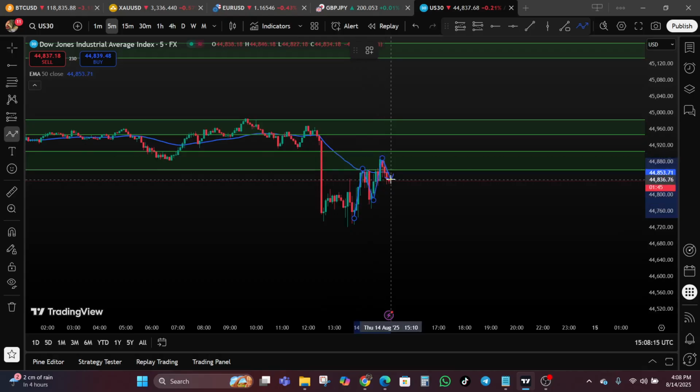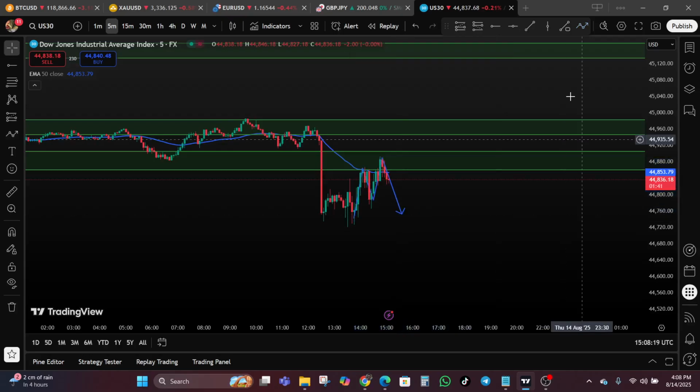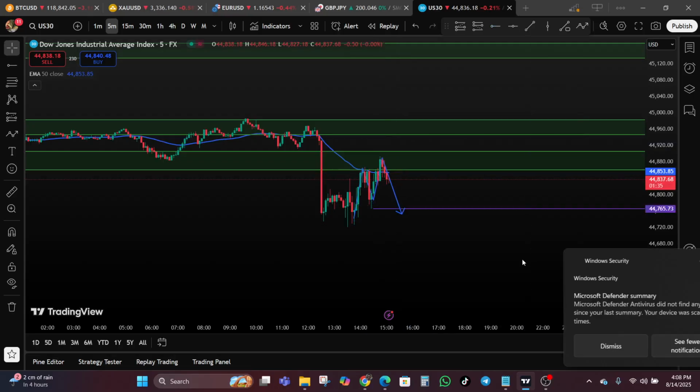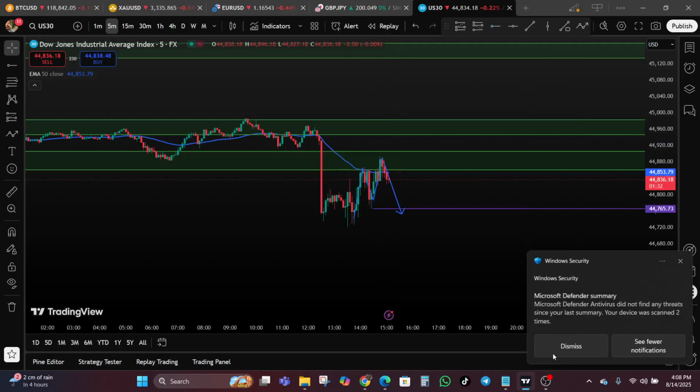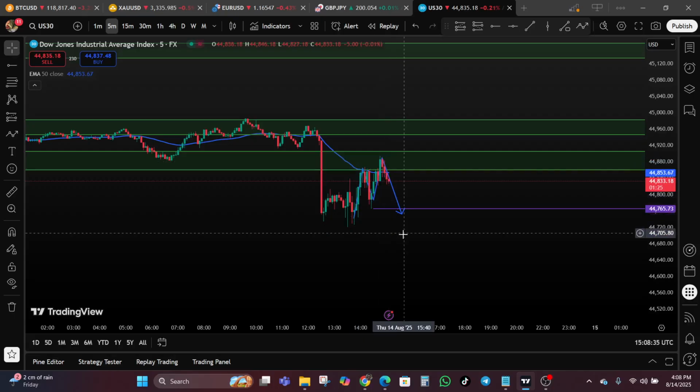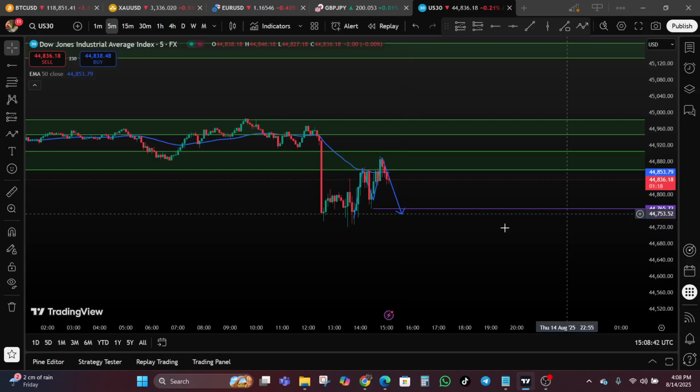So what we're going to do now is wait for a change of character, right? We have to wait for price to drop below this low, showing that the sellers are back in control. Okay, so this is one of the things that you have to pay attention to, right? As price has tested this level now, we want to see price create a lower low before we proceed to entering the trade.